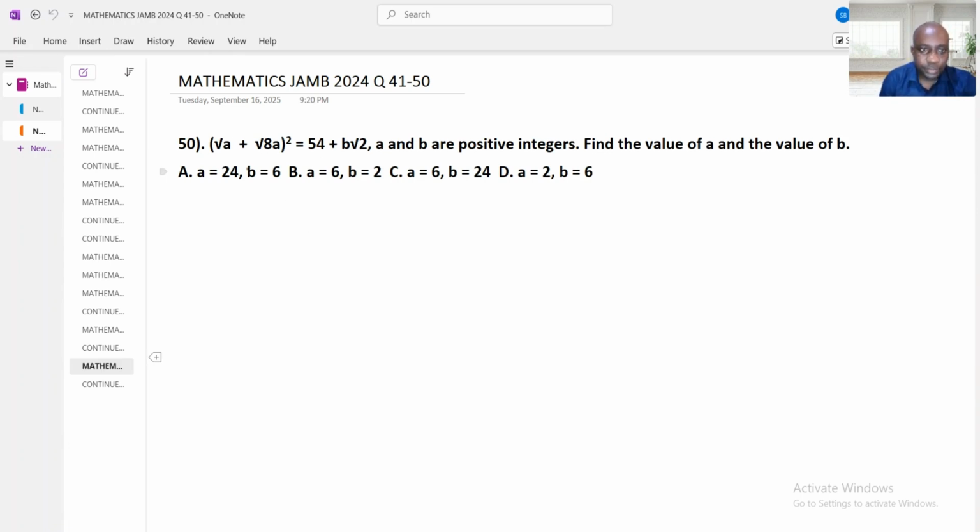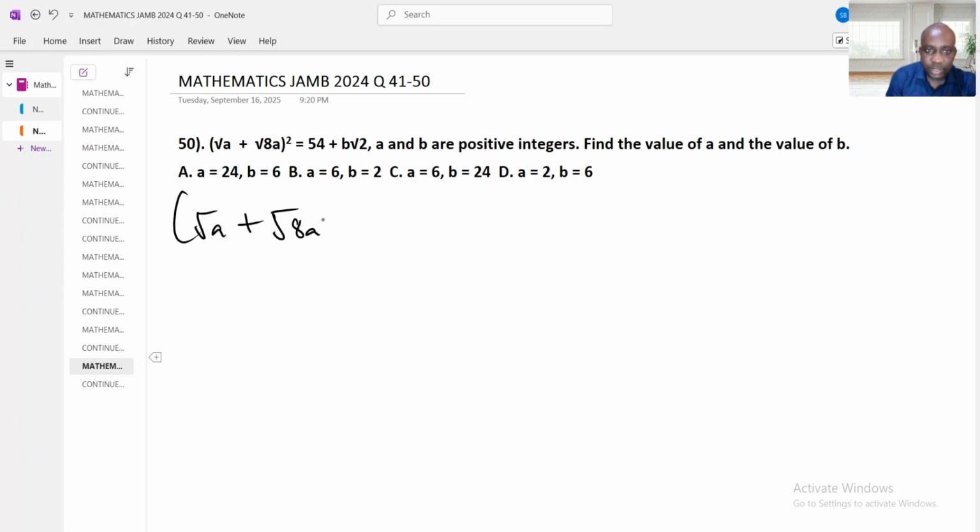This one, question 50. The square root of A plus the square root of 8A, all raised to the power 2, equals 54 plus B square root of 2. A and B are positive integers. Find the value of A and the value of B. How can we find this one? The first thing we need to do is expand this equation. Let me write out the question first.